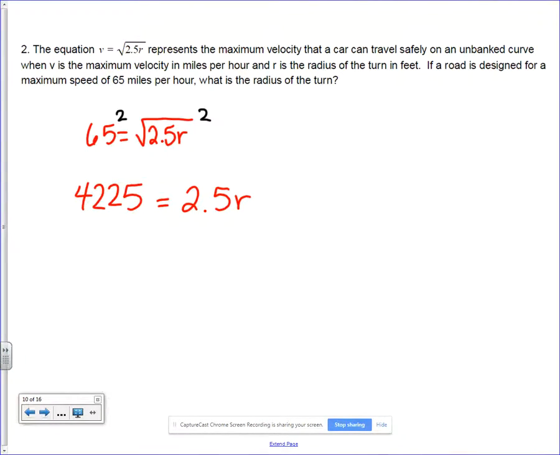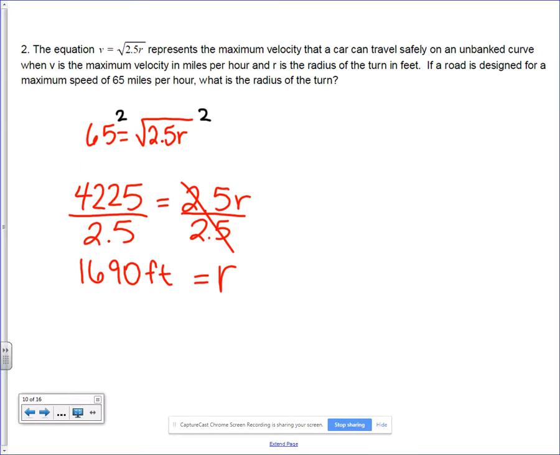So now how am I going to isolate the r? So r is 1,690. And this is radius. What are we measuring the radius in? Feet. Right? See how it says the radius in feet? There we go. Looking great. Everybody okay?